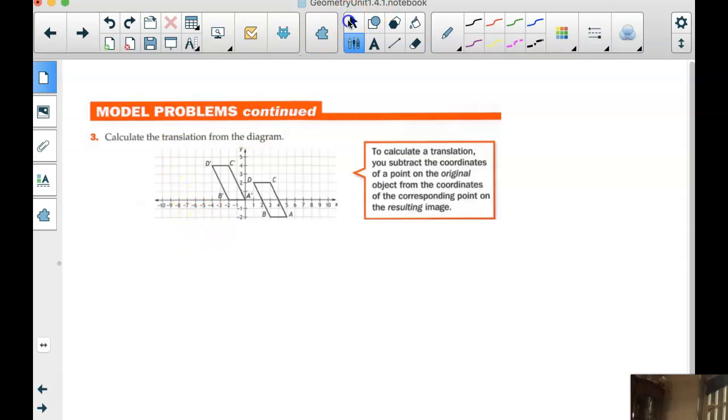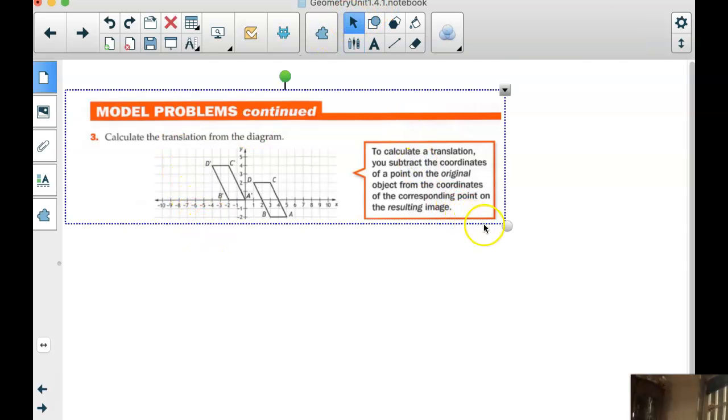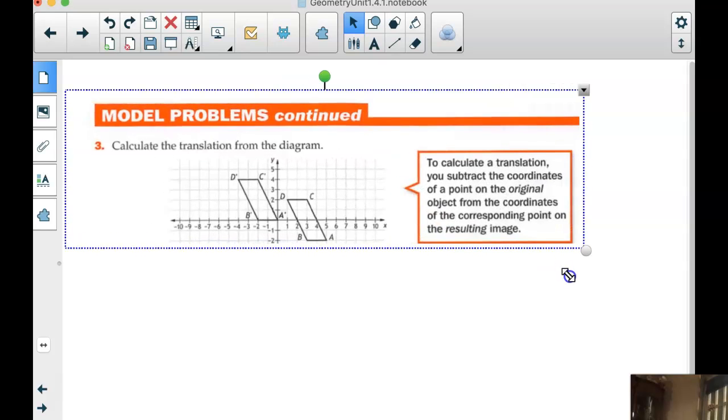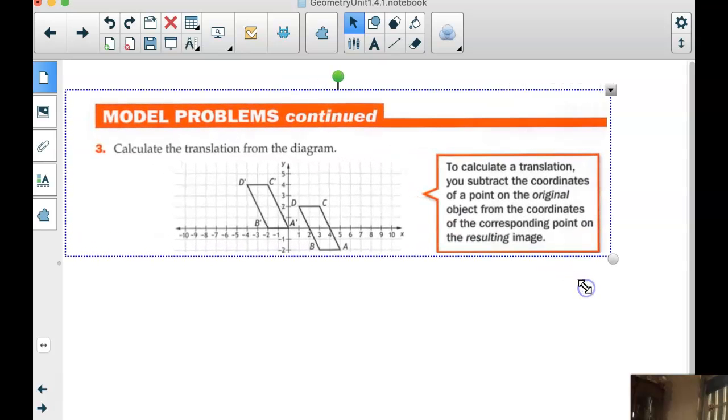Calculate the translation from the diagram. I'm going to make it bigger. Whee! Okay, where'd we start? A, B, C, D. Oh, well, yeah, they played games with the letters. Okay, and we ended up there. So we have to figure out the move. And trust me, I do the easiest thing.